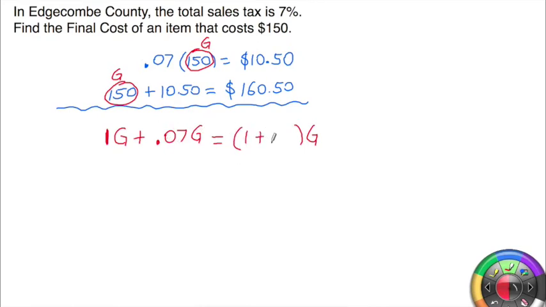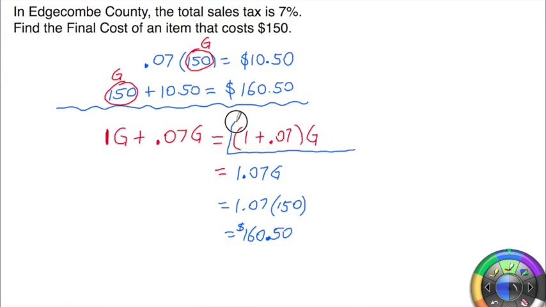So 1 plus 0.07. So the quick way of finding tax would be to take 1.07 and times it by G. So if you do 1.07 times 150, your answer will come out as $160.50. So again, a one-step process to come up with your final cost. Now, of course, this process ignores how much tax you're paying. It just tells you how much you're going to pay totally. All right, but again, this part I'm actually more interested in.